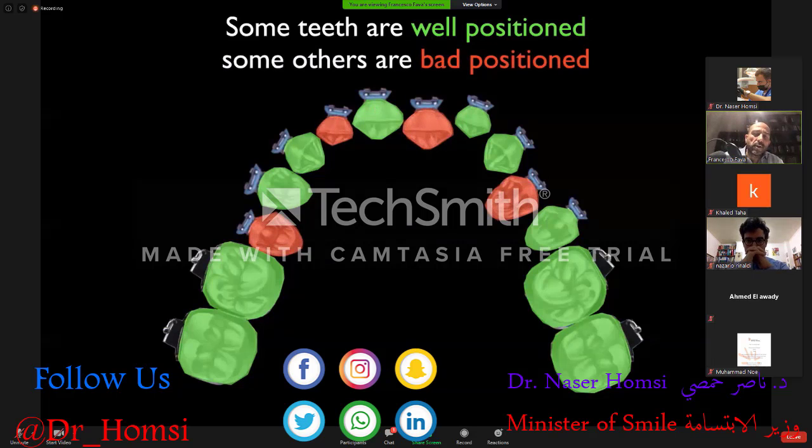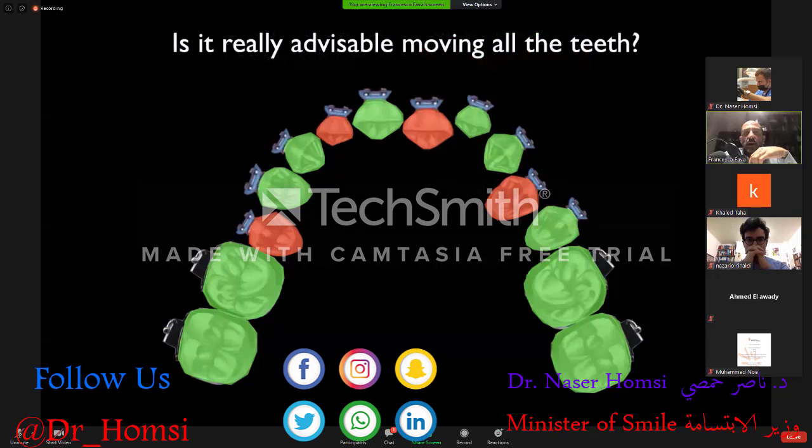There are some other teeth that are in a bad position, and these are the teeth colored in red. So we have teeth in a good position, colored in green, and teeth in a bad position, colored in red. A question that we could ask ourselves is if it is really necessary to move the teeth in a good initial position, or if it's indicated to move only the teeth in a bad position.